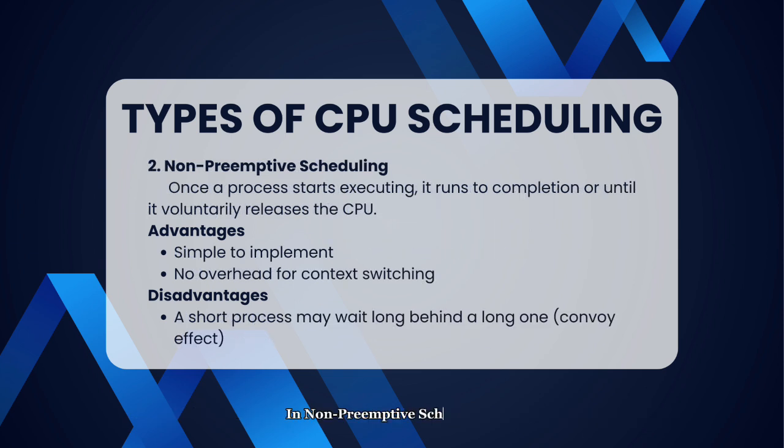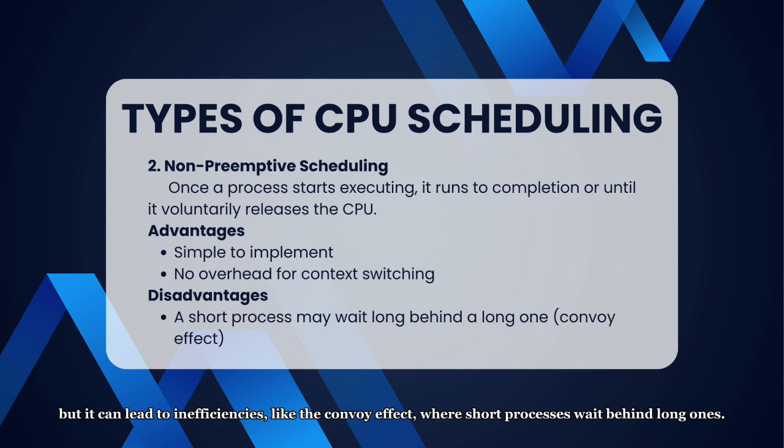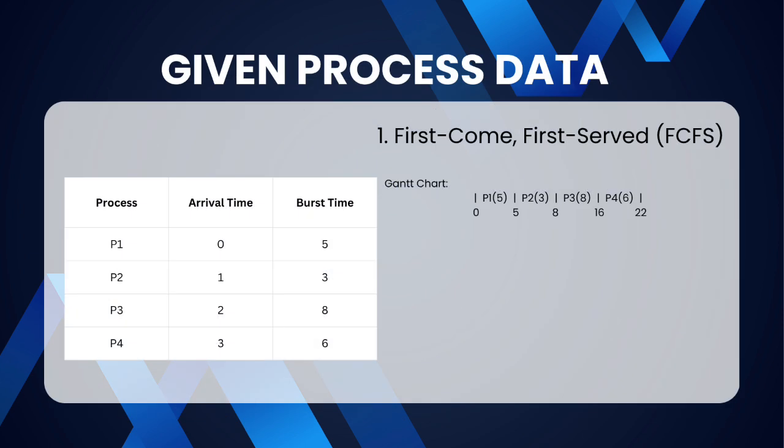In non-preemptive scheduling, once a process starts using the CPU, it runs until it's finished or waits for input or output. The CPU won't switch tasks in the middle. Examples include first come first serve, non-preemptive shortest job first, and non-preemptive priority scheduling. Advantages and disadvantages of non-preemptive scheduling: it is simple and has no context switching overhead, but it can lead to inefficiencies like the convoy effect, where short processes wait behind long ones.